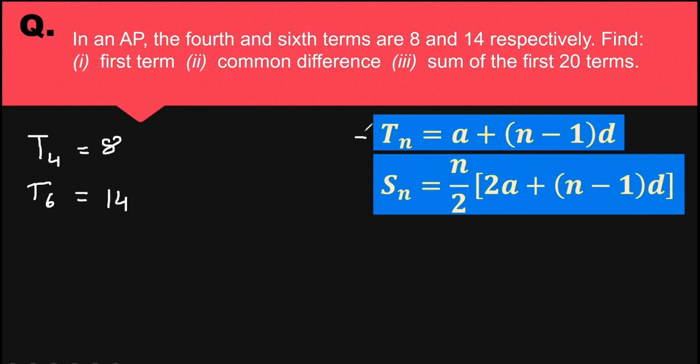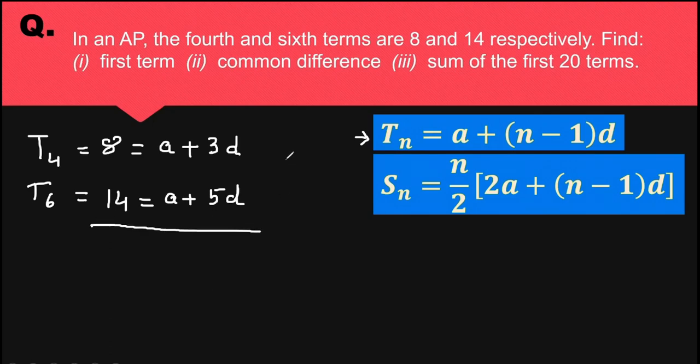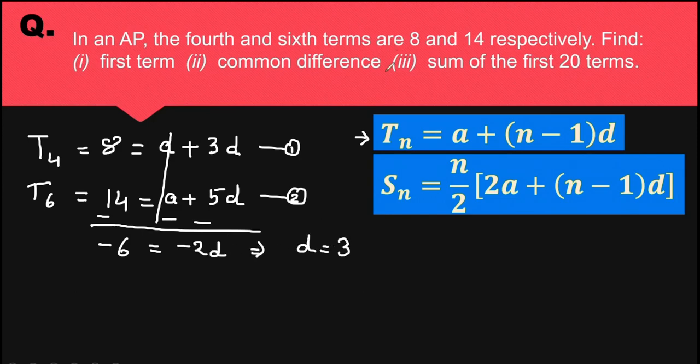So applying the formula for the general term of an AP, 8 equals a plus 3d and 14 equals a plus 5d. So eliminating a from these two equations simultaneously, we get negative 6 equals negative 2d. That gives d equals 3. So this is our second required answer. Find the common difference. So the common difference is 3.